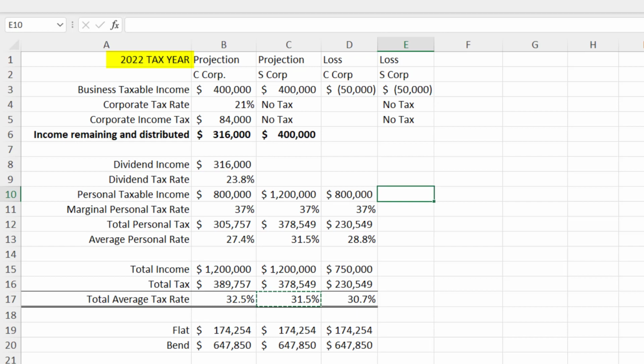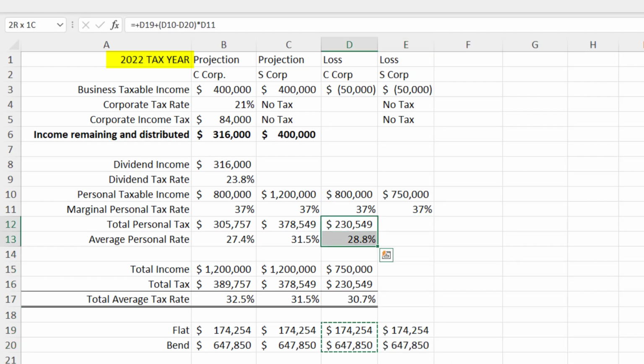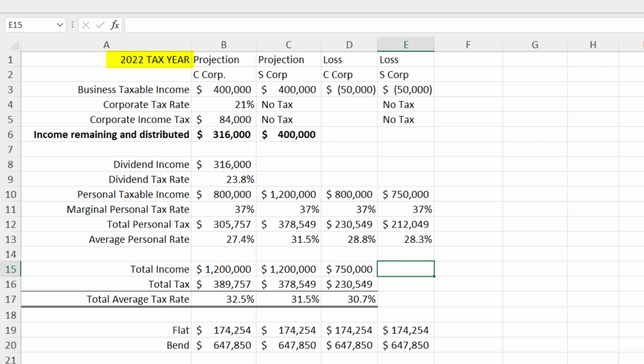What happens in this situation if they are an S corporation? Well, one of the benefits of being an S corporation is that that loss passes through and can be used to offset other income. So that $50,000 loss passes through for taxable purposes. They are still in a 37% marginal tax bracket. The flat and bend points remain the same. We can just copy these formulas over, and you can see that their individual income tax is $212,049, and that is a marginal rate of 28.3%.